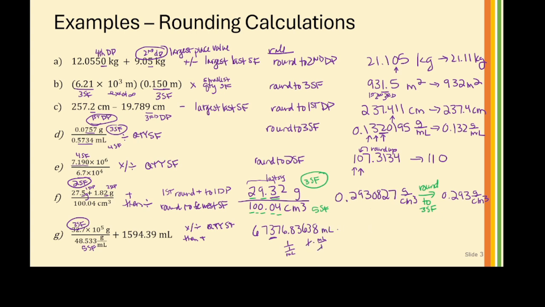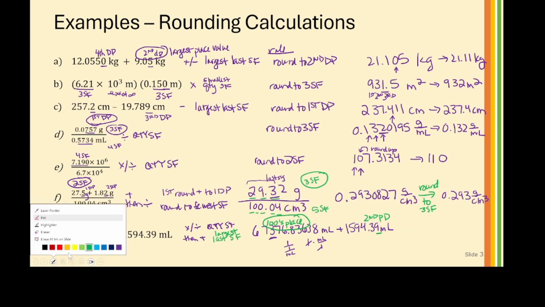And then plus 1594.39 milliliters. So now I'm going to look at the second one, I'm looking at the place value. Then we're going to go by the largest last significant figure. So this one is good to the hundreds place, and this one is good to the second decimal place. All right, anyways, this one is larger, so I'm going to do my calculation.